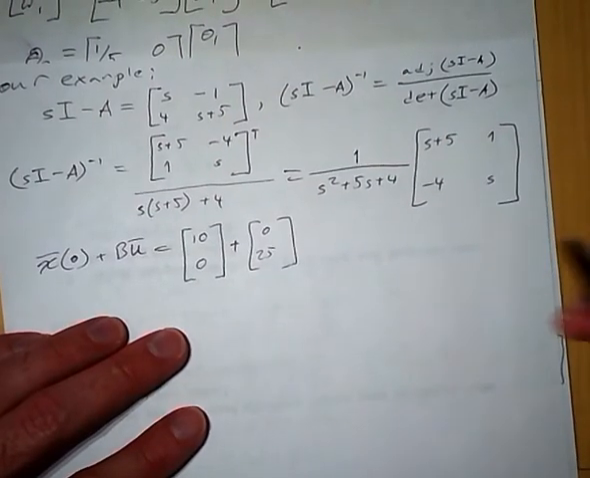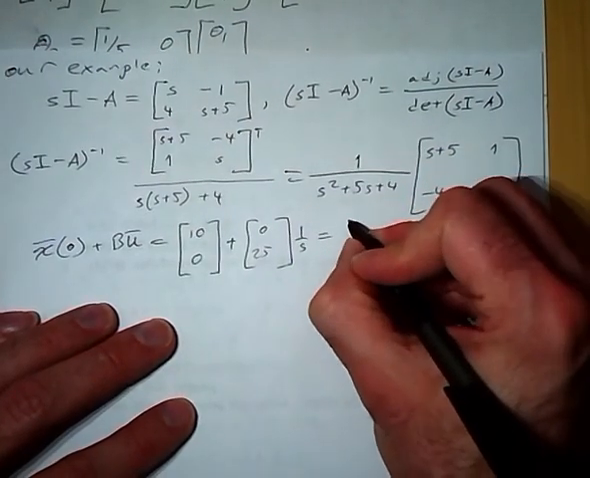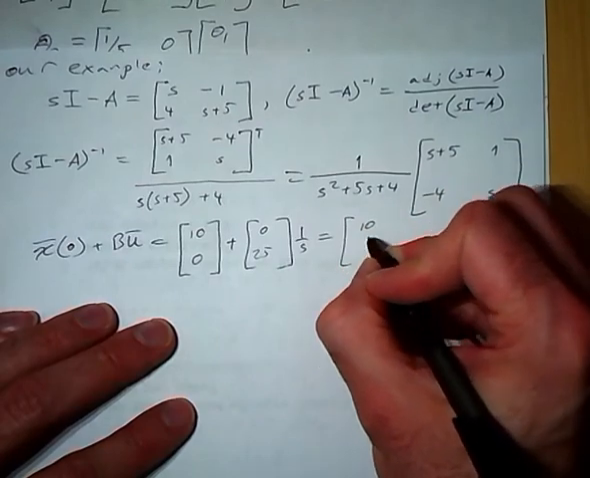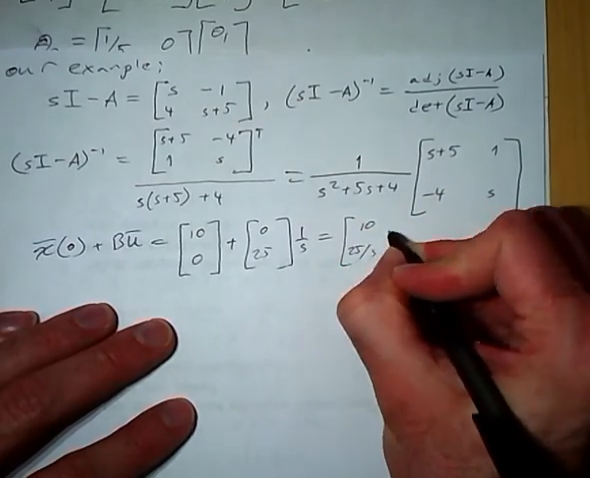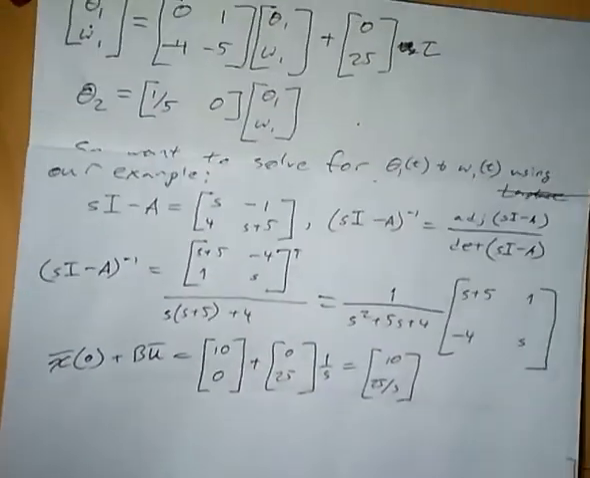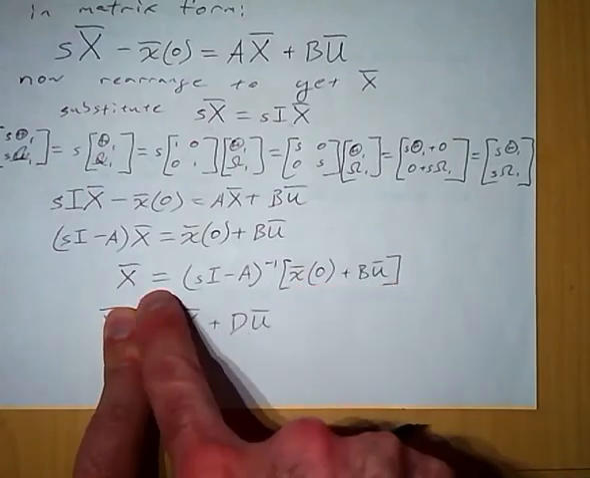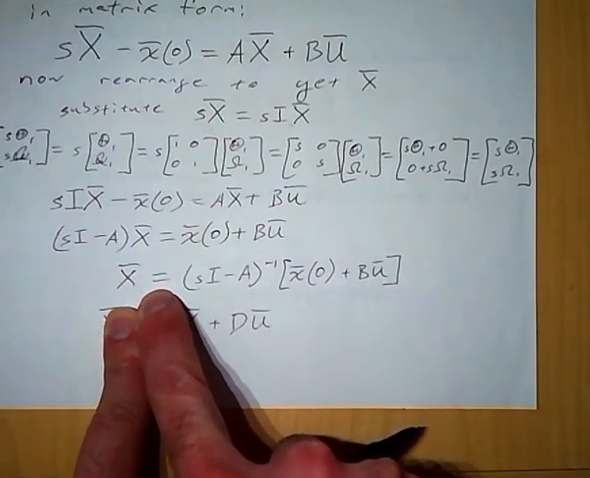So oops, hope that hasn't been black long. The Laplace transform of the unit step function is just 1 over s. So this is all equal to 10 and then 25 over s. Okay, so now we're ready to compute the values for the Laplace transform of the state vector.